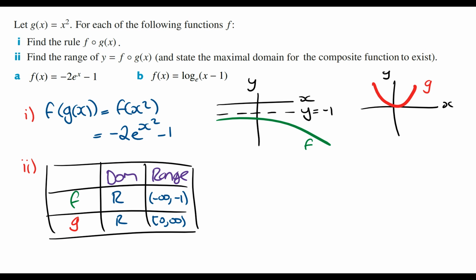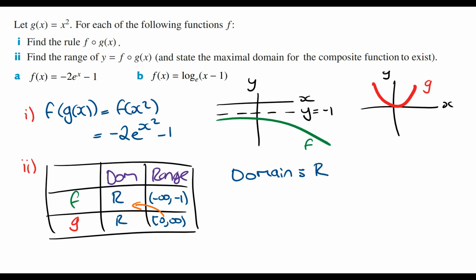For f of g of x to exist, the range of the inner function g of x has to equal or be a subset of the domain of the outer function f of x. And so looking at the table, we can see that the range from 0 to infinity is a subset of all real numbers. And so f of g of x does exist. And when a composite function exists, meaning it's defined, then its domain is going to be the domain of the inner function. And so the domain of f of g of x is going to be the domain of g of x, which is all real numbers.